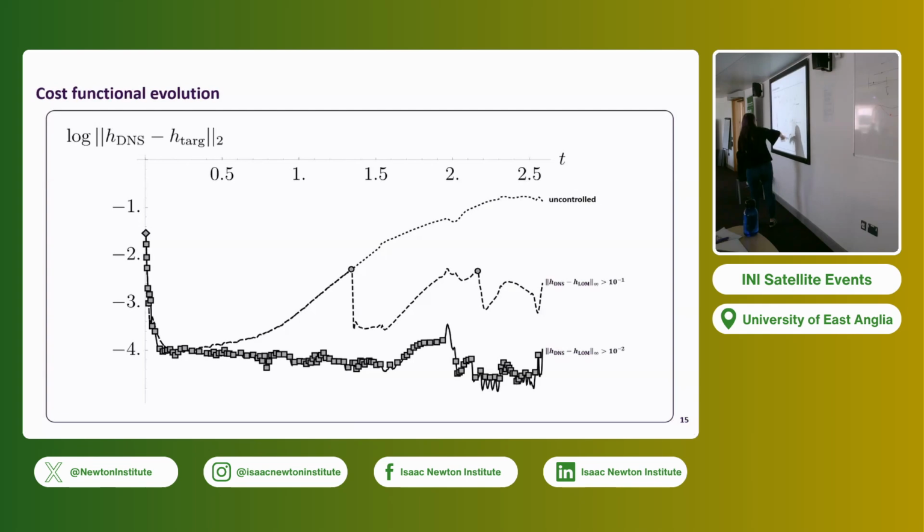And then the other two curves are if we repeat the optimization every time we go more than 0.1 away between the DNS and the model. We repeat the optimization much less often, but we can still stay pretty close to it. But then if we do 10 to the minus 2, we're already doing pretty well. But we are re-optimizing. Each symbol here is when we start an optimization again. In this one, we only have 2 or 3. In this one, we have lots.